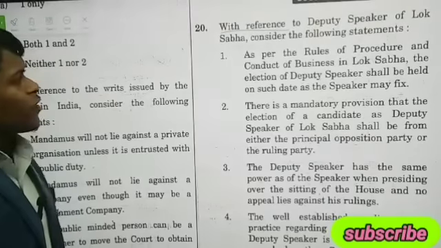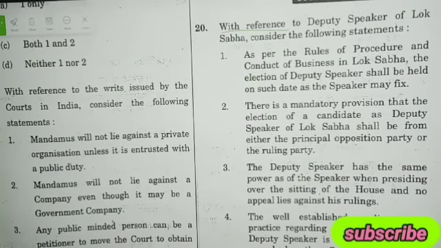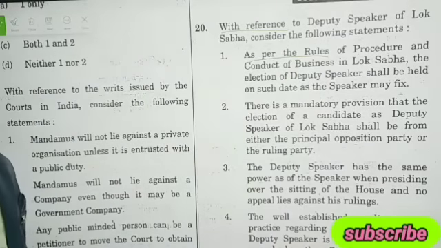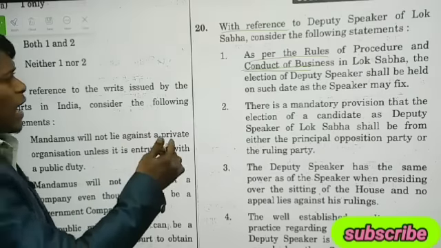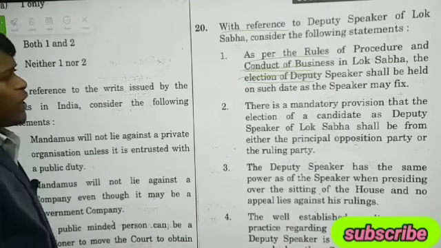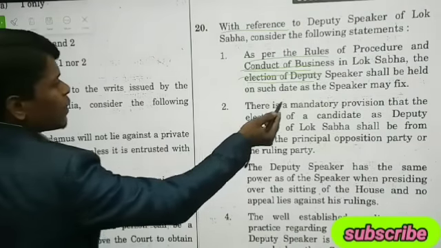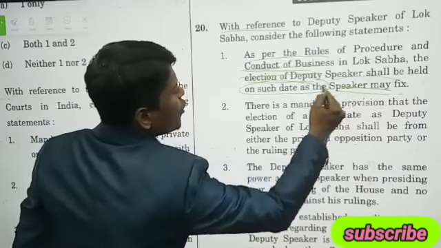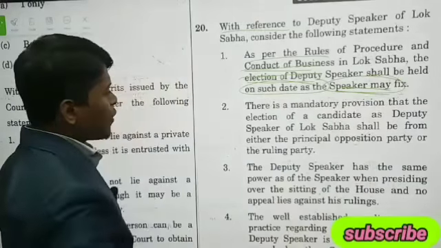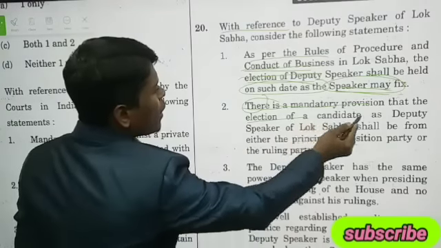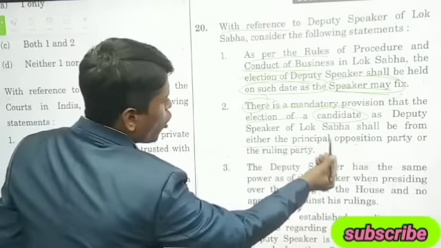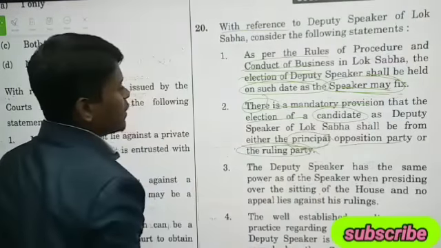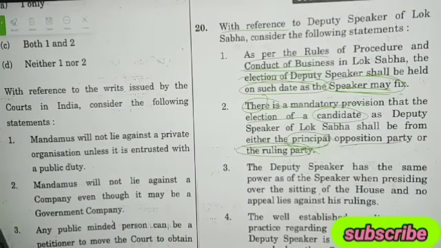With reference to the Deputy Speaker of Lok Sabha, consider the following statements. As per the Rules of Procedure and Conduct of Business in the Lok Sabha, the election of the Deputy Speaker shall be held on such date as the Speaker may fix. There is a mandatory provision that the candidate elected as Deputy Speaker of the Lok Sabha shall be from either the principal opposition party or the ruling party. Principal opposition party, not correct.